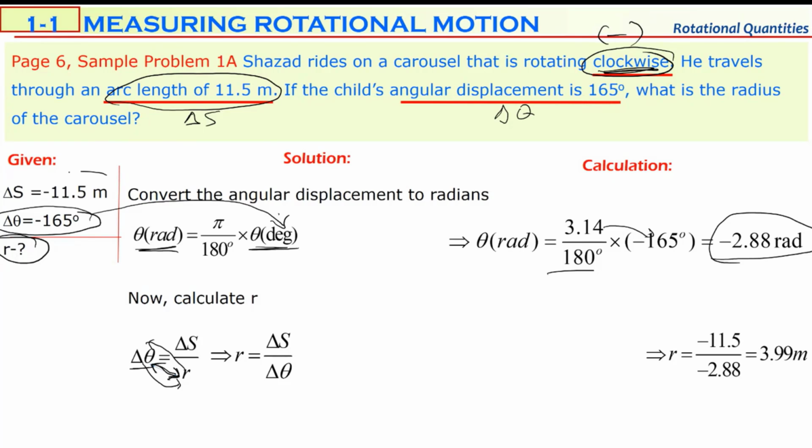Delta S is negative 11.5, inserted in here. Delta theta you got as negative 2.888, inserted here. And use your calculator. If you divide these two numbers, you will get positive 3.99, because the negatives cancel. So the answer will be positive. And it is normal because radius is never written as negative. It must always be written as a positive number.